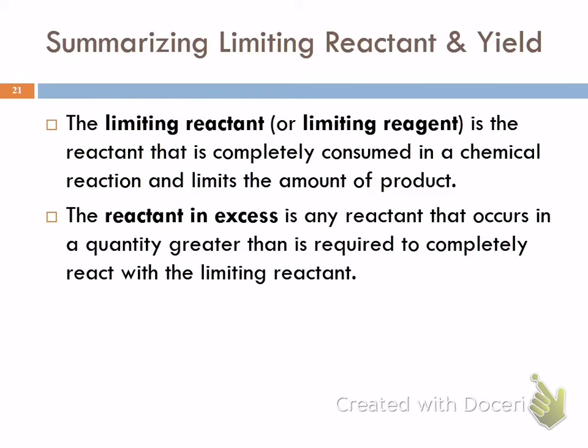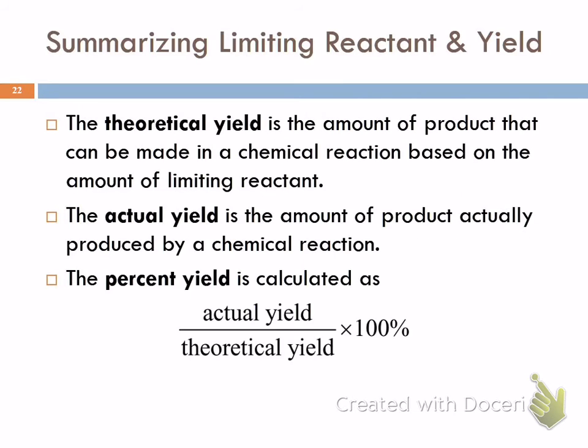Oh, so these are summary slides. Limiting reactant is the one that gets used up, limits how much product. The excess reactants are the ones that are not the limiting reactants. Theoretical yield is the amount that can be made based on the amount of limiting reactant. The theoretical yield is something that you calculate using stoichiometry. The actual yield, if you're doing the experiment, it's the stuff you actually get that you weigh at the end. If you're doing a problem, they have to give it to you in the problem. And here's the equation for percent yield.